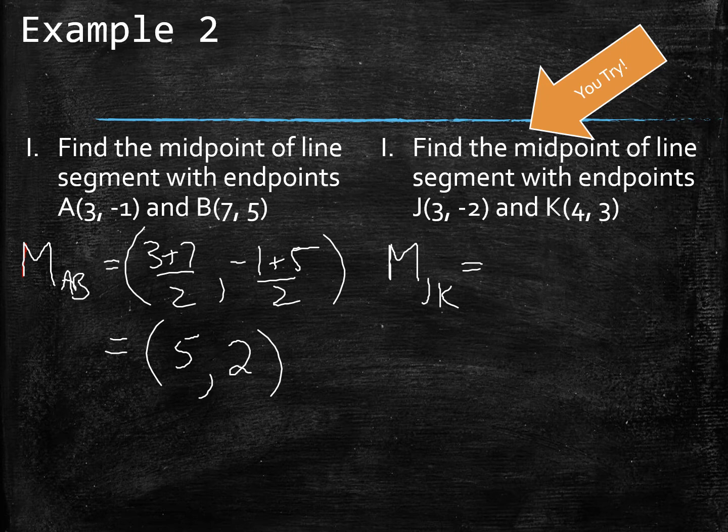So pause it, try it on your own, unpause it, and if you've done things correctly, you should have got 3.5 for your x coordinate and 0.5. Raise your hand if you got that right. Good work, everybody.